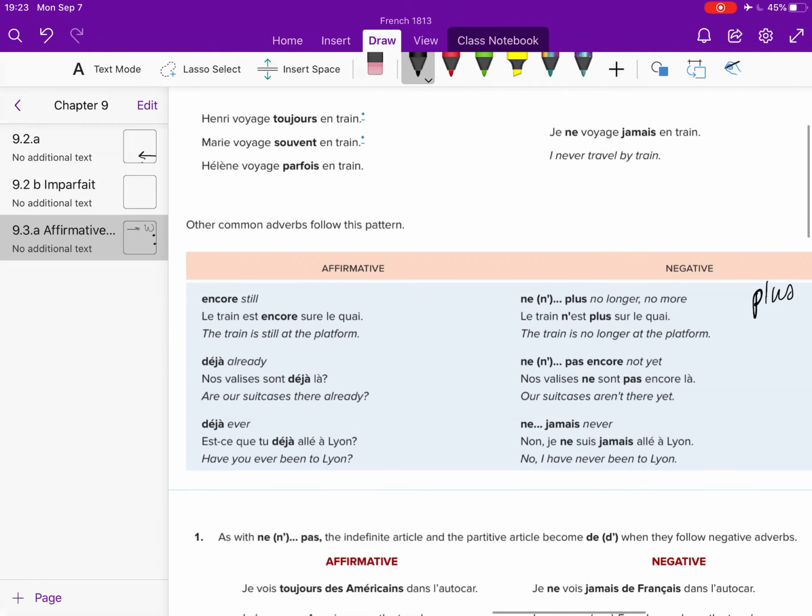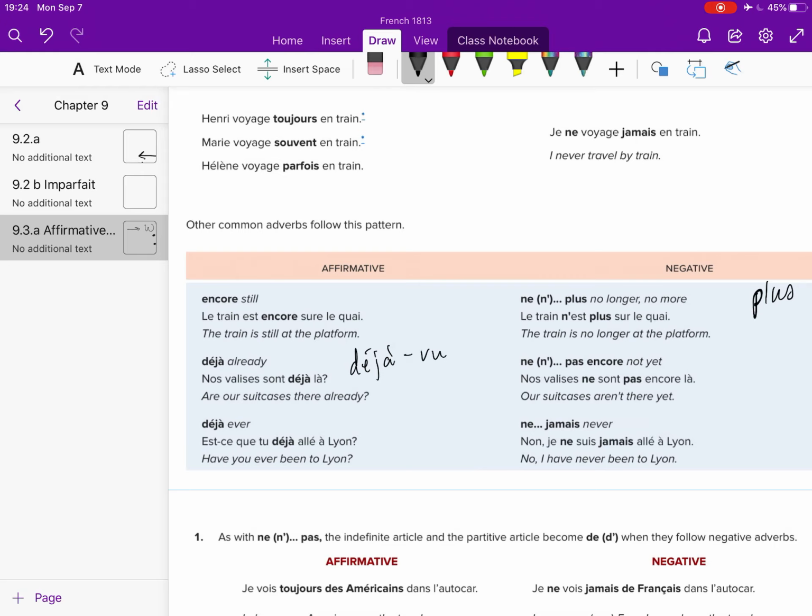Same thing here for déjà, already. Nos valises sont déjà là. Our suitcases are there already. This you might remember from the expression déjà vu. Okay, vu is the past participle of voir, which means to see. So déjà vu is the experience of having already seen something.